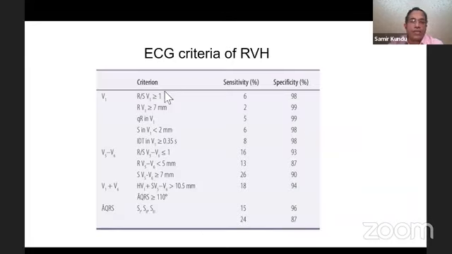The various diagnostic criteria, their sensitivity and specificity. RS ratio in V1 more than 1 has 98% specificity. R wave in V1 more than 7 millimeter has 99% specificity. The opposite, the reverse, is the S wave in V5, V6 more than 7 millimeter, and V5, V6 RS ratio less than 1. This has 93% specificity.